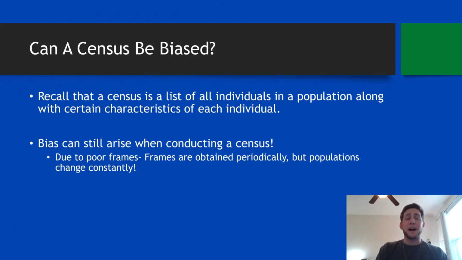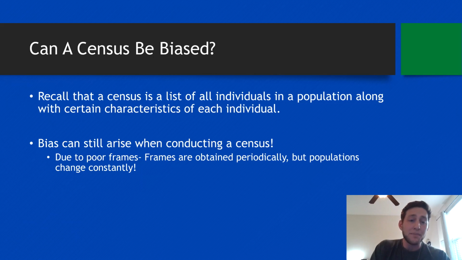Interesting question. Can a census be biased? Well, recall first off that a census is a list of individuals in a population along with certain characteristics of each individual. Turns out bias can still arise when conducting a census, which is kind of crazy. How can it arise? Well, turns out it's kind of a cheap answer, but bias in a census can arise if you have a poor frame. So if you don't know everybody in your population and you think you're doing a census, that's where bias can arise from.